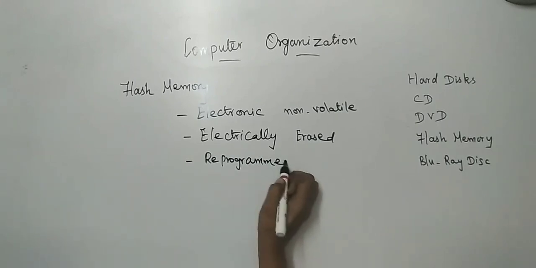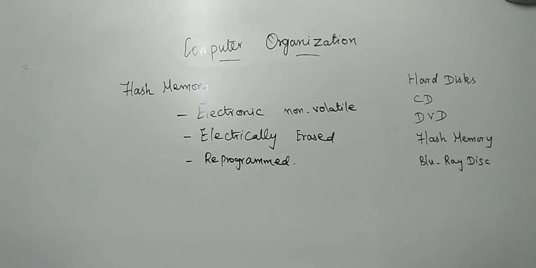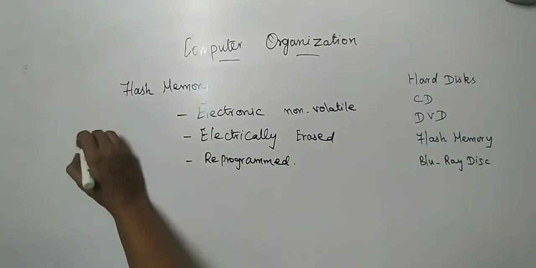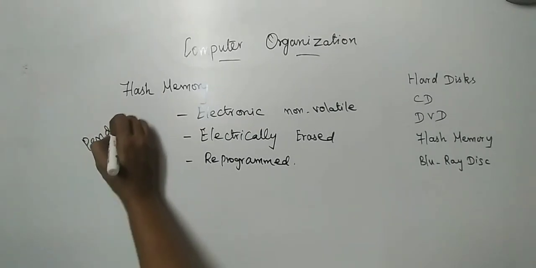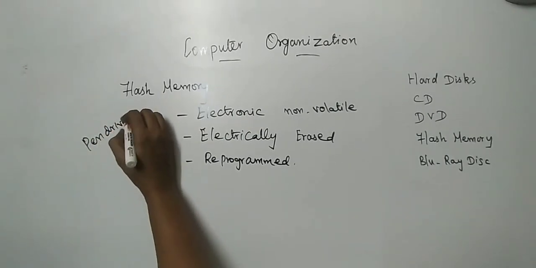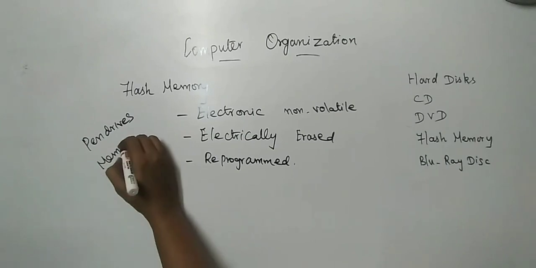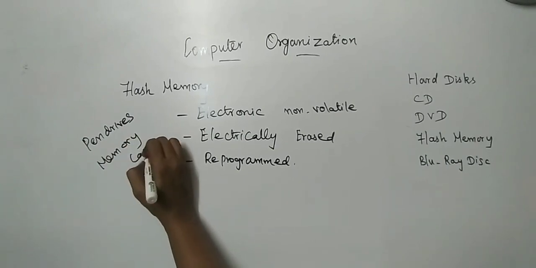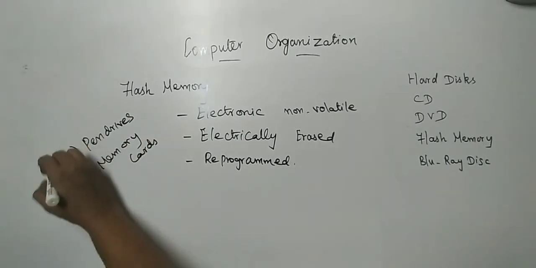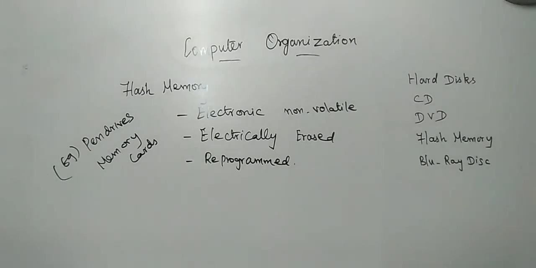Okay? Yes, the main and familiar example for this one is your pen drive. It is your pen drives. And the next one is your memory card. Pen drives and the memory card are the examples for flash memory. So an example for flash memory. Clear?